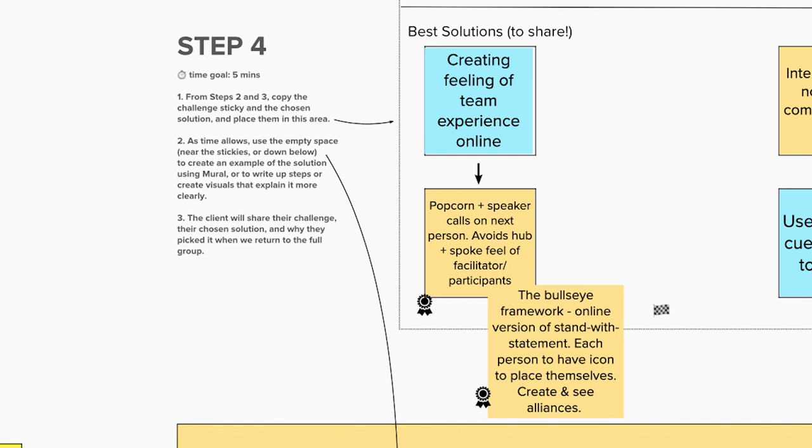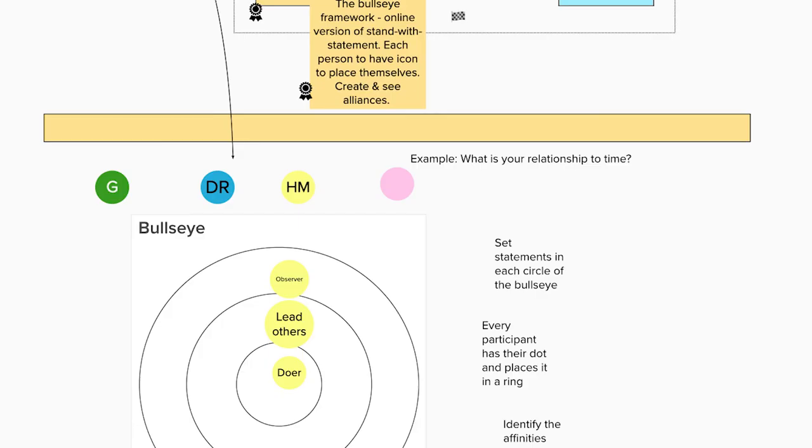So I took a second choice as well, which uses the bullseye framework itself to create an online version of the stand with a statement exercise, where each person has an icon or a dot or something to represent themselves. And you're trying to create and see alliances. The first part of the exercise is either coming up with statements or, if the statements are predefined, putting them in the bullseye. And then people place themselves around that, and then you take the discussion from there, and that's where we ended.